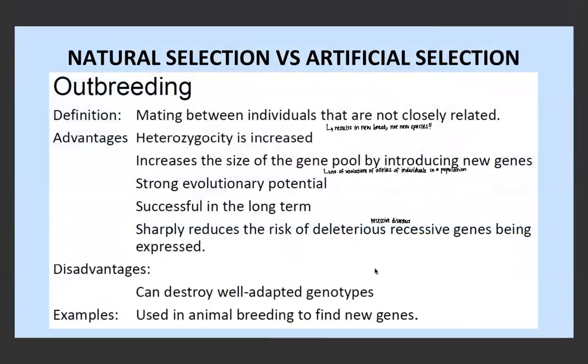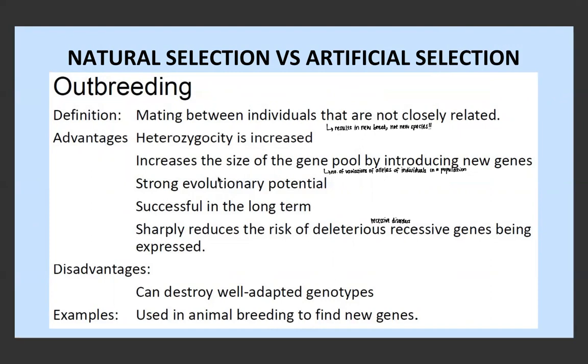And then outbreeding obviously would be the opposite of inbreeding, and outbreeding would be the mating between individuals that are not closely related, so they're not genetically similar. It results in a new breed of organisms. Obviously, it doesn't result in a new species of organisms, because this mating needs to be between individuals of the same species. Over time, it can lead to the formation of a new species due to natural selection and evolution, but within one or two generations, it would just result in a new breed, a new variant almost.